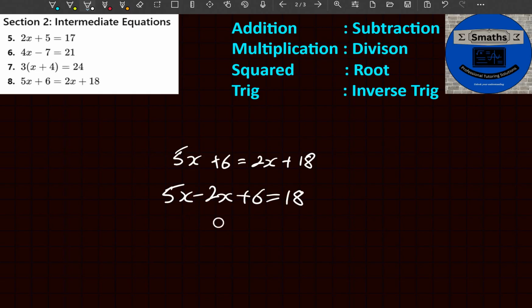Okay, I would now simplify the x's. As well, I would minus 6 from both sides. 5x minus 2x, that's 3x. 18 minus 6, that's 12. I would now solve for x by dividing both sides by 3. So x would then be 4.